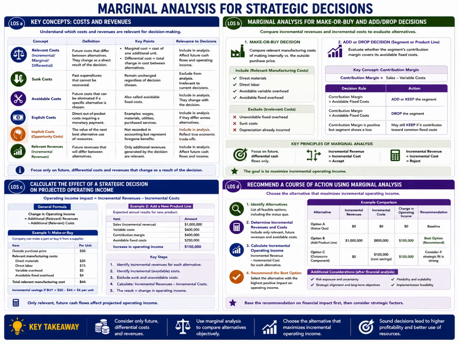LOS D. Recommend a course of action using marginal analysis. Recommending a course of action involves identifying the alternative that maximizes incremental operating income. The decision should be based strictly on relevant revenues and costs, excluding sunk or unavoidable expenses. The financially superior alternative is the one producing the highest positive contribution to income.